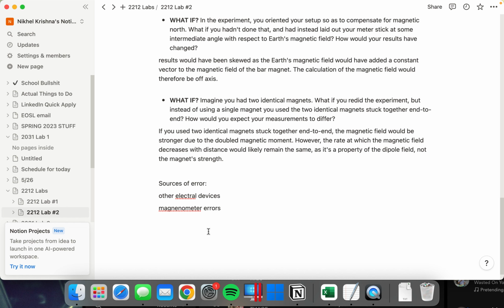Some possible sources of error are that, as mentioned in the lab report, we had to minimize the other electrical devices, but there could still be some noise from that.